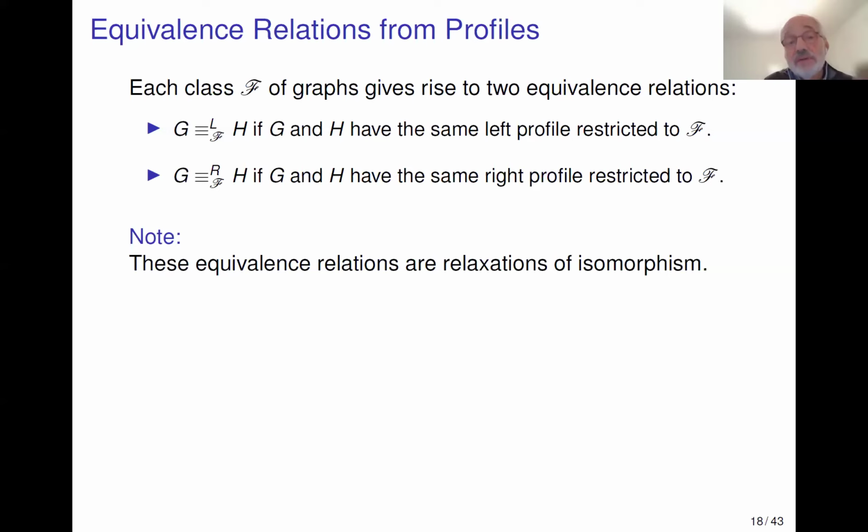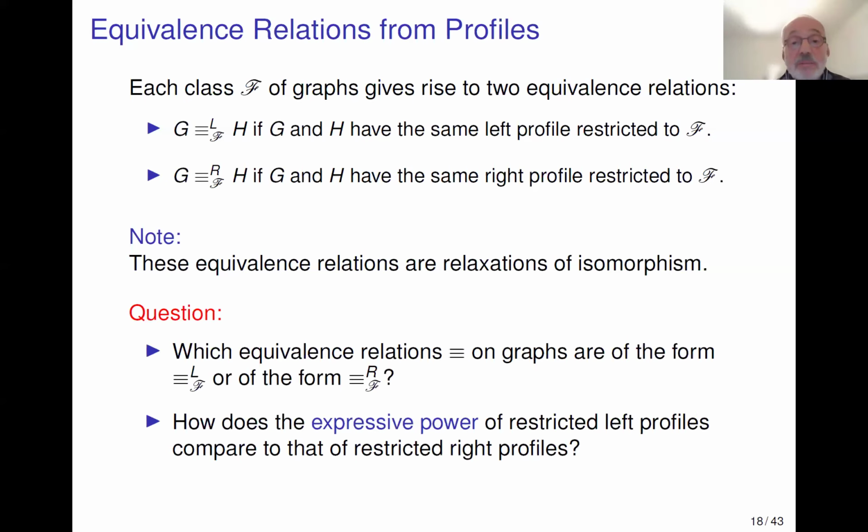Two graphs are equivalent with respect to the class on the left if they have the same left profile, and two graphs are equivalent if they have the same right profile. These equivalence relations are clearly relaxations of isomorphism. They are coarser than isomorphism by Lovász's theorem. So the question is, which equivalence relations on graphs are of this form? Left profile or right profile? And once you ask this question, you have a notion of expressive power. What equivalence relations can be realized this way?